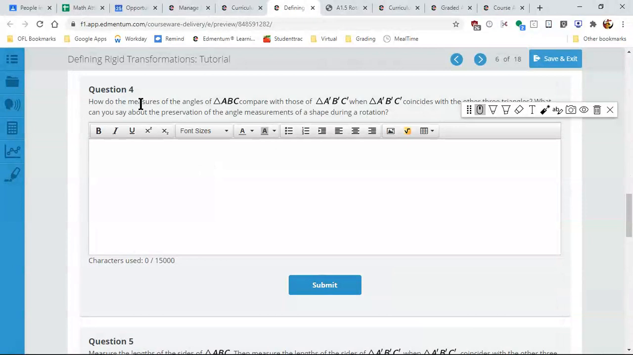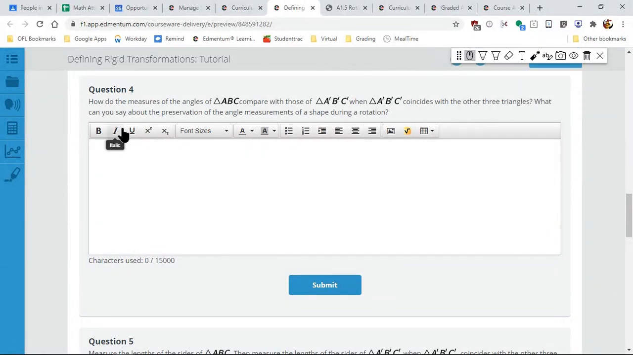So now it wants you to do the measurements of ABC and compare when they collide with the other images. What do you say about the preservation of angle measurements? That's all it's saying. All you would answer for that would be if you rotate an object, or just to use geometry terms, you can use the word object, that's fine. If you ever get into computer programming, they use the term object when referring to something. In geometry, they use the word pre-image.